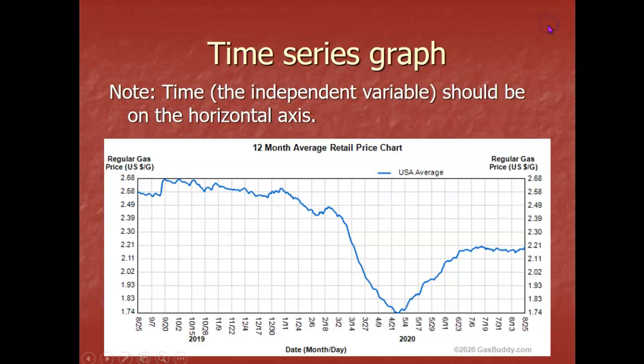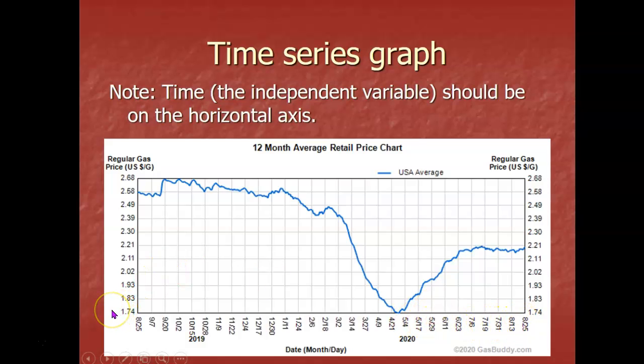Now we're going to look at another kind of graph called a time series graph. This is used to show how something changes over time, from one day to the next, or from month to month, or year to year. The way a time series graph is set up is that time, the independent variable, goes across the horizontal axis, so that as you move along from left to right, you're going forward in time.